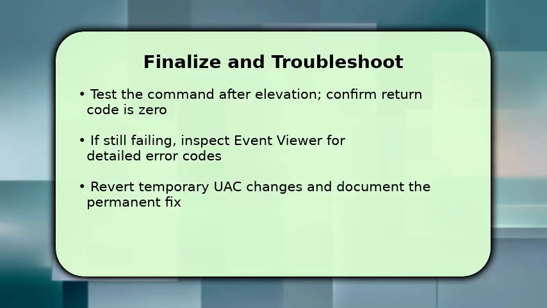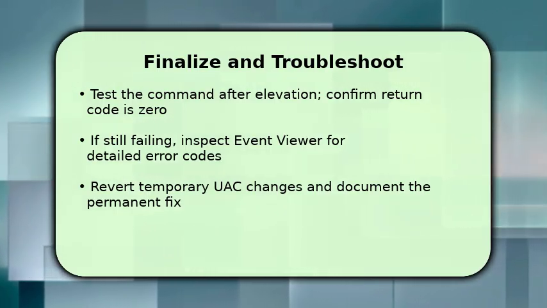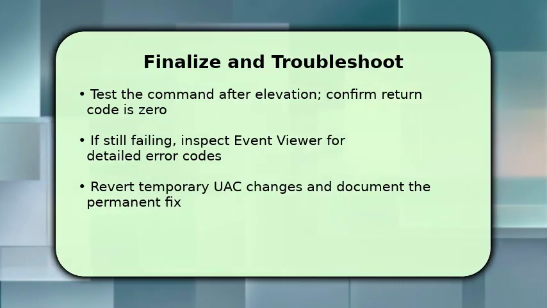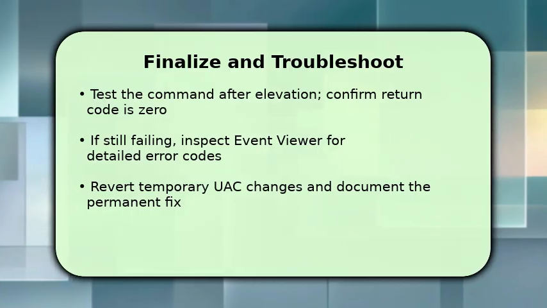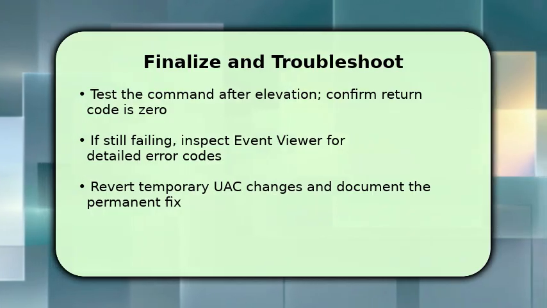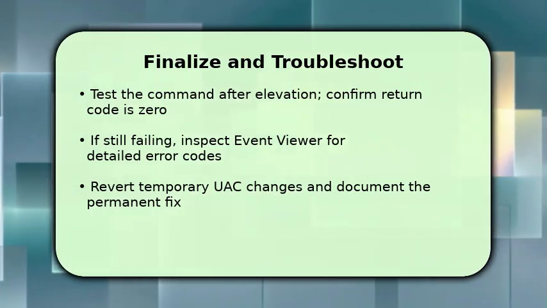A 0 means success. If error 740 persists, open Event Viewer and look under Windows Logs, Application or System, for detailed messages that explain why elevation was blocked. Once resolved, revert any temporary UAC loosening and document the permanent solution for future use.